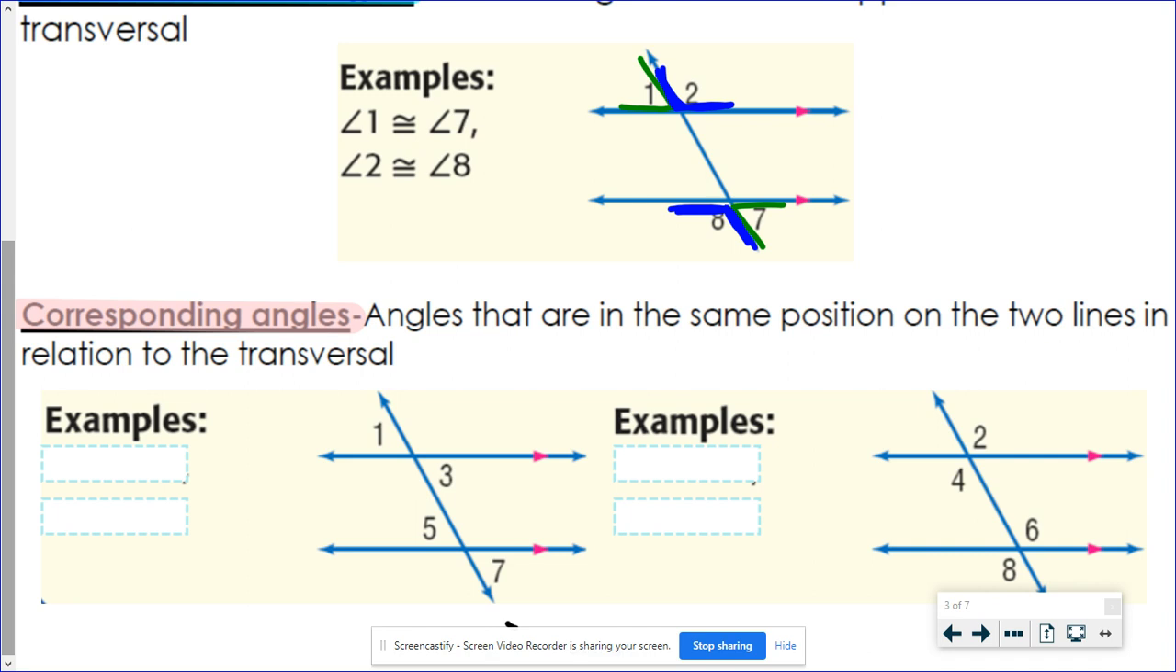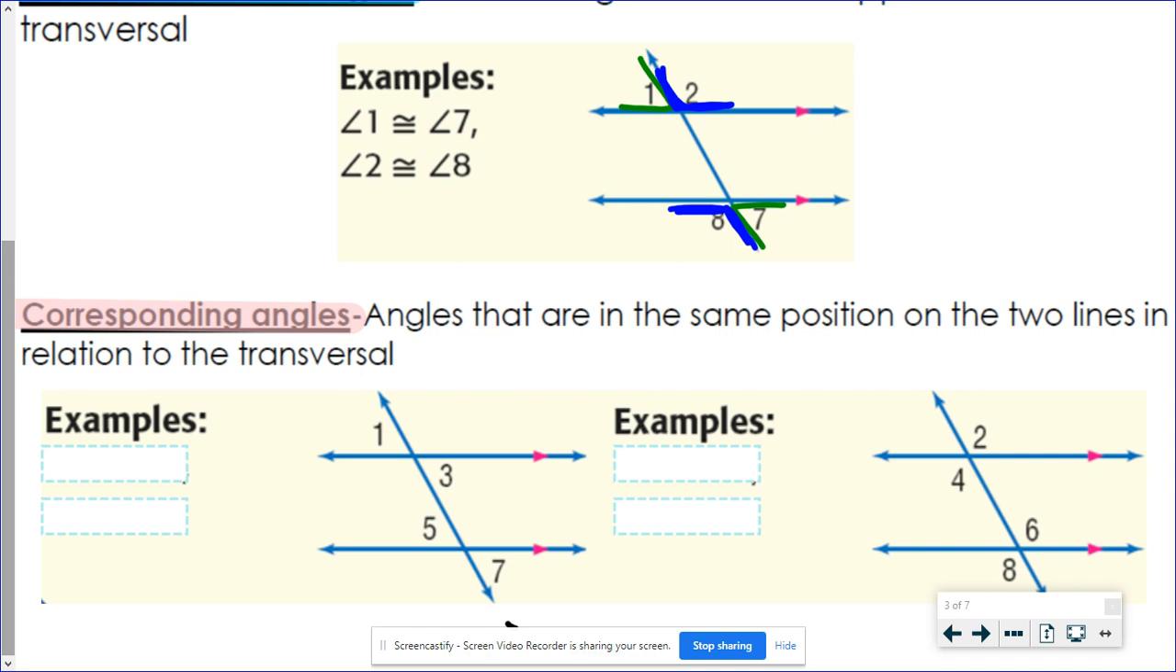Corresponding, if you just know what that word means, it just means that they match up. We're talking about here in the same position. I've got 2 pictures just so that it didn't get so crowded. So I really do have 4 pairs of corresponding angles. Corresponding just means, in this case, that they're in the same position.